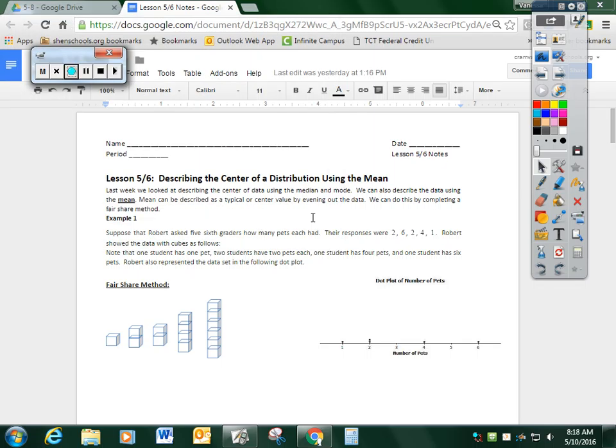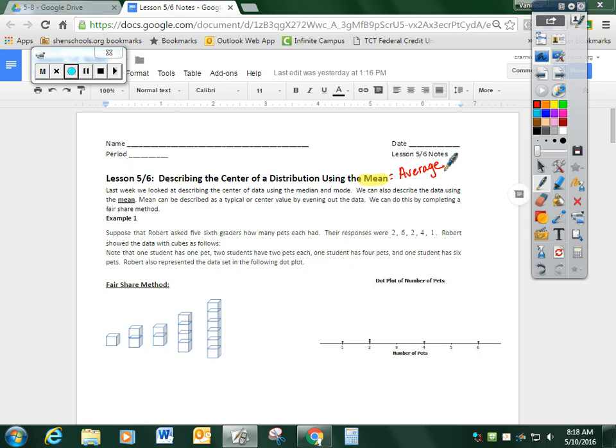In today's lesson, we'll be doing lesson 5/6, describing the center of a distribution using the mean. Okay? Teachers are mean. We are mean because we give you an average. Okay? And that's what the word mean means.